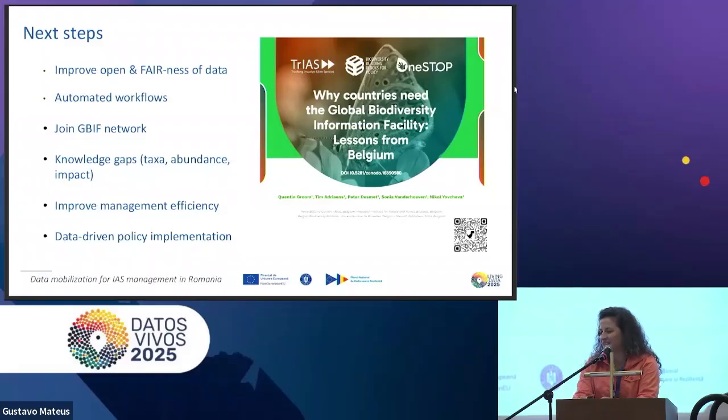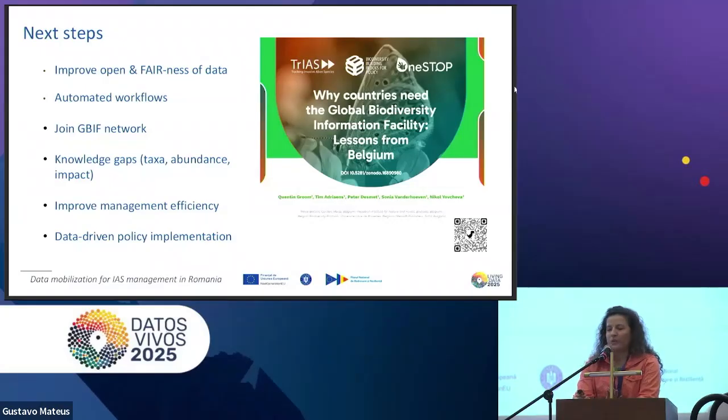Lien was talking about automated workflows. We will try to do that within One Stop, to find a way to have this checklist maintained long-term and updated, not manually like we did it now, but maybe automated. We have begun our process of joining the GBIF network, but we'll see where that goes. Hopefully the policy brief that Quentin prepared will help with that. It is available in multiple languages, including Romanian.